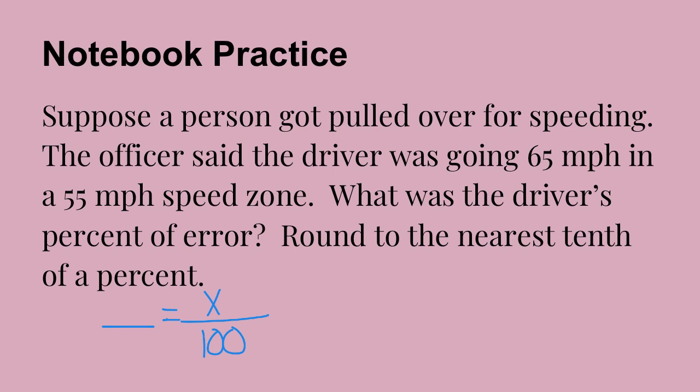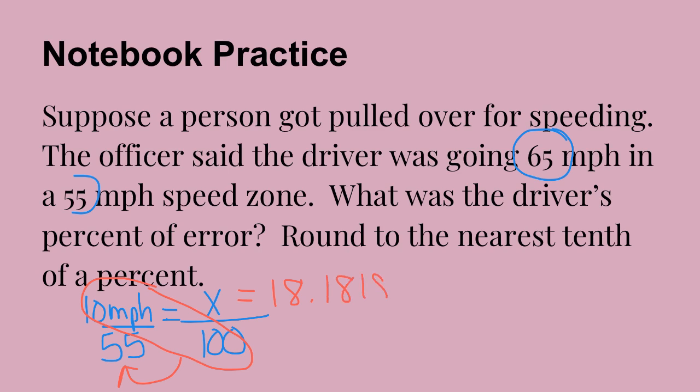And if that driver was going 65 in a 55, they had an error of 10 miles per hour in a 55 mile per hour zone. So you would pick up your calculator, take 10 times 100, divide by 55, and you are going to get kind of an ugly decimal. You will get this. That repeats forever until the end of time.